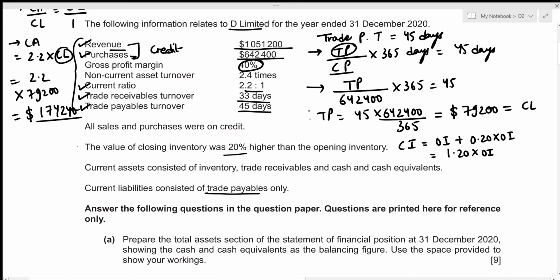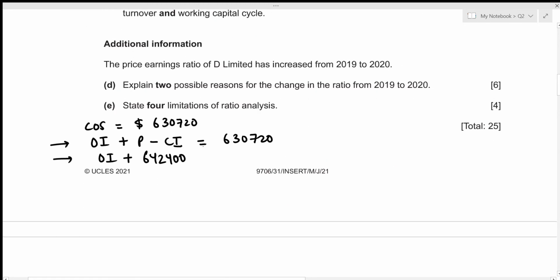Right here, the value of closing inventory was 20% higher than the opening inventory. So we figured out that we can write our closing inventory as 1.20 times opening inventory. Let's do that. So that's minus 1.20 times opening inventory. And this will be 630,720. Okay, so the one opening inventory minus 1.20 opening inventory is just going to be minus 0.20 opening inventory.